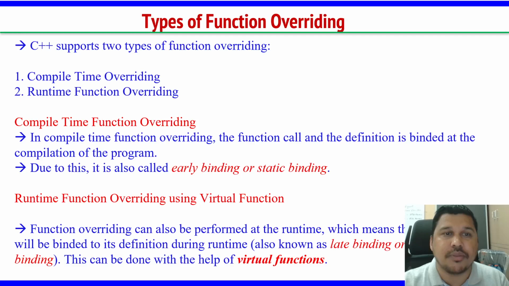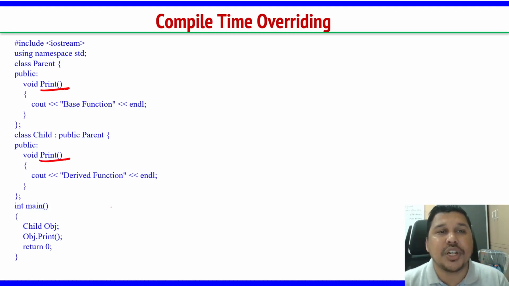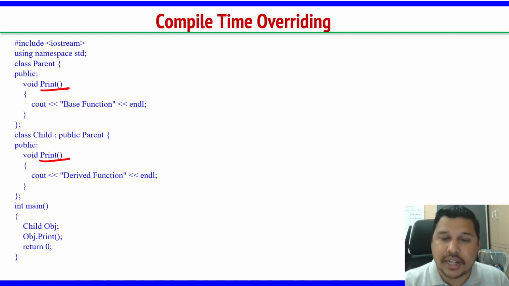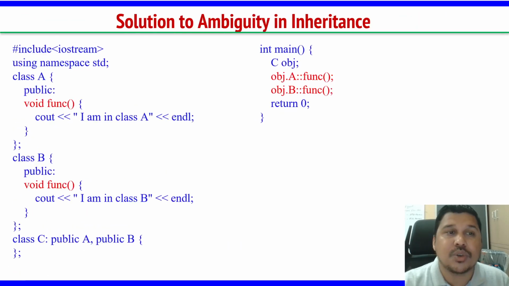Why are we going for this virtual function? The compiler is confused: which one, this print or this print? Same name. Constructor, okay, but what about functions? We are trying to override that here. So to avoid that, to implement runtime overriding, we are including the word virtual. For runtime overriding, you definitely have to use virtual. Now let's go to our concept.